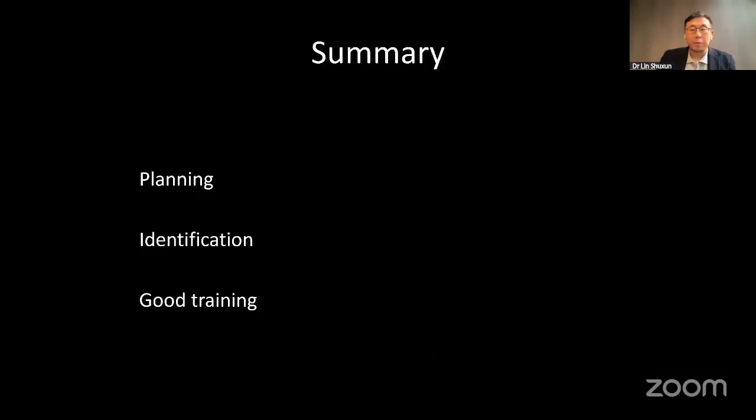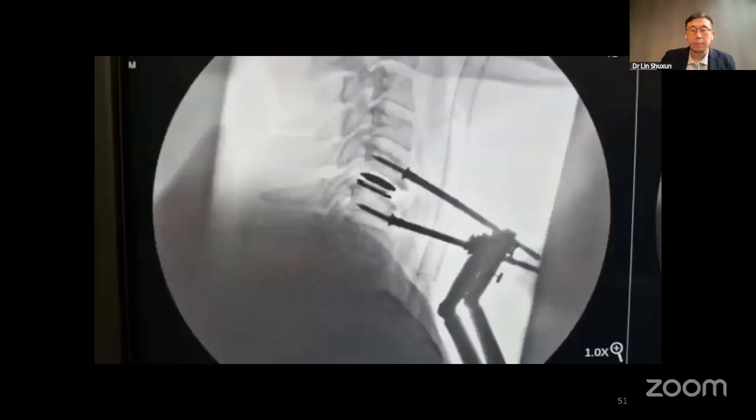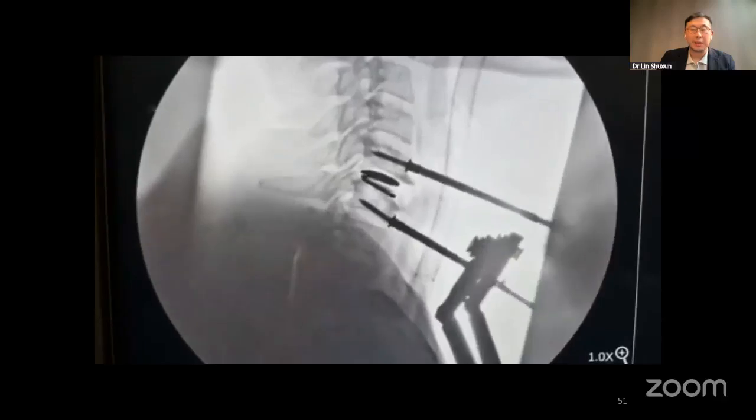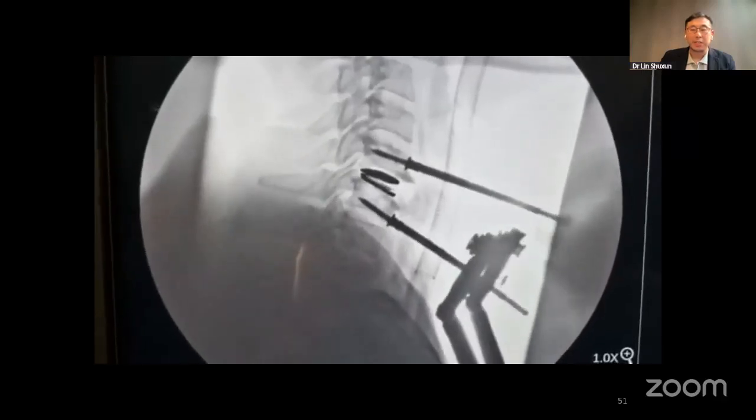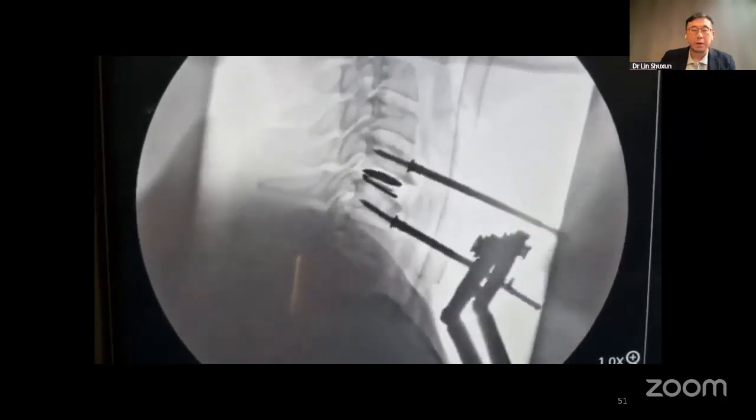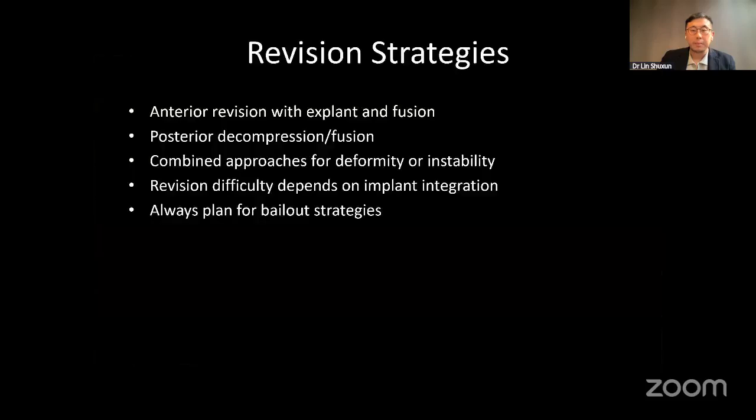So in summary, proper pre-op planning is key for success and a smooth operation. Invariably, issues will arise and identification of the issues is crucial to allow early troubleshooting. While x-rays are nice, videos are clearer. This is a video taken during the operation just after the implants are inserted to show that the operated segment is remobilized. So revision strategies depend on the mode of failure.